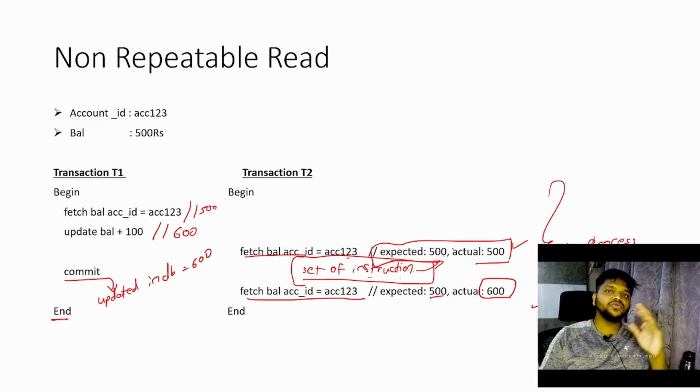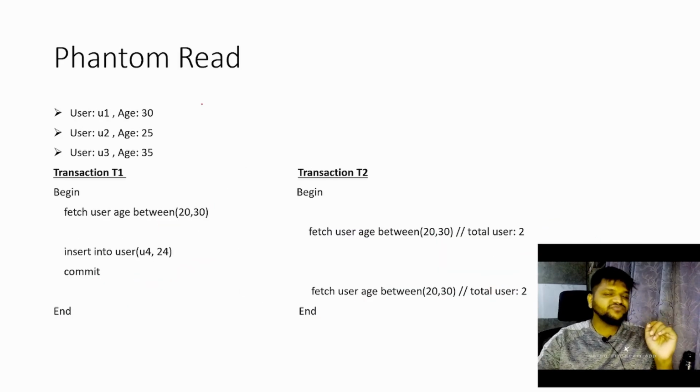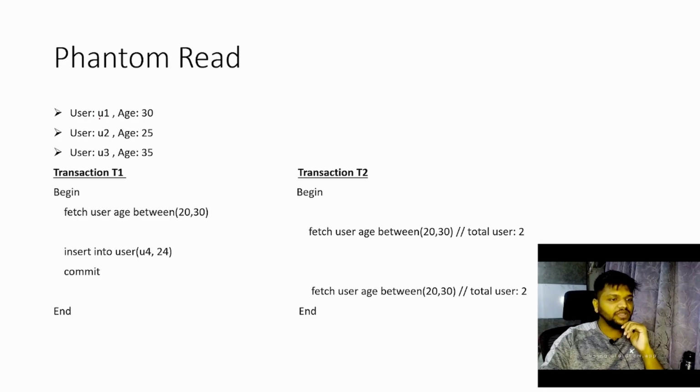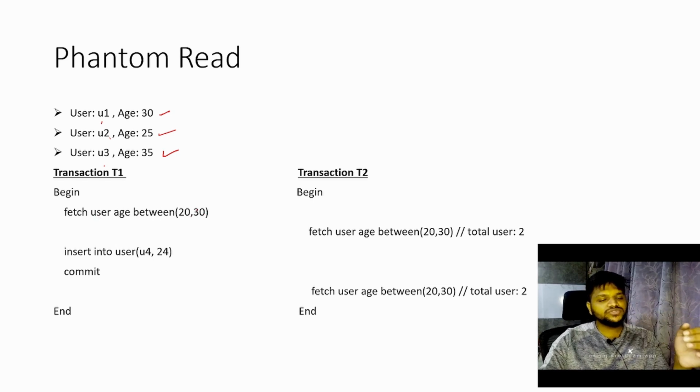Now let's discuss the next part, which is phantom read. In this phantom read, let's take a different example. Assume I have a user table, and in my user table there are 3 users, user 1, 2, 3. User 1 has age 30, user 2 has age 25 and user 3 has age 35. Now transaction 1 starts. Fetch users with age between 20 and 30. So it is trying to fetch all the users having age between 20 and 30, so 25 and 30. It will get 2 users, that is user 1 and user 2. Total users is 2. It is also getting 2.